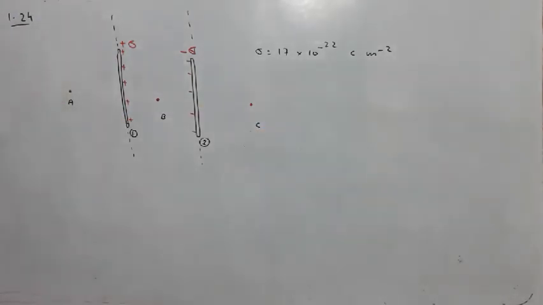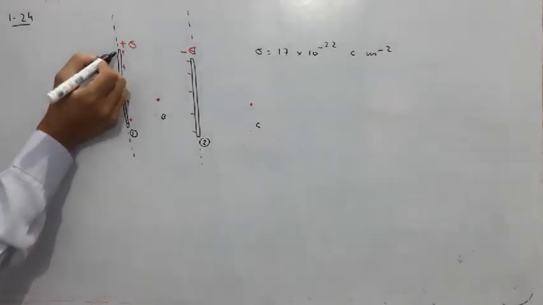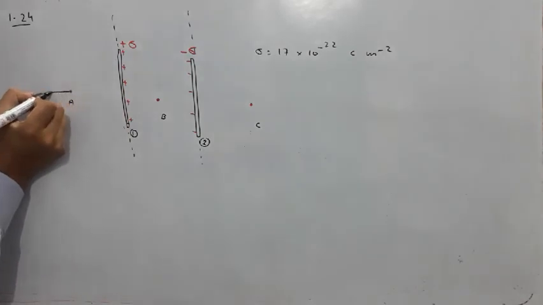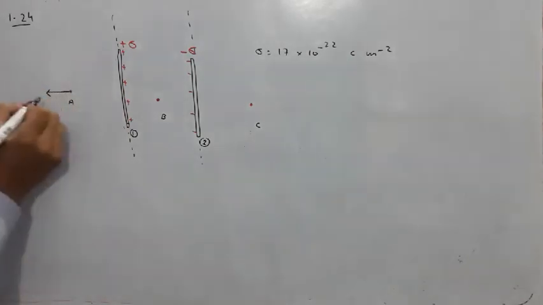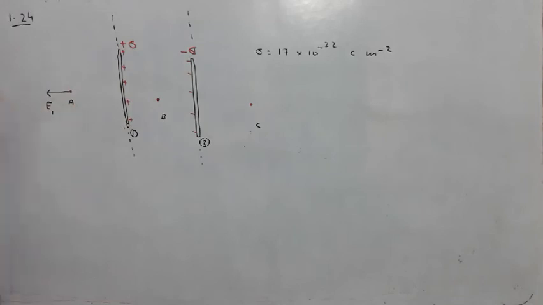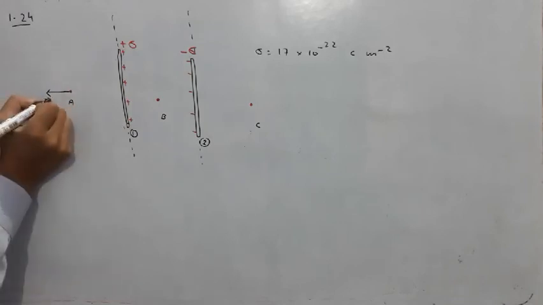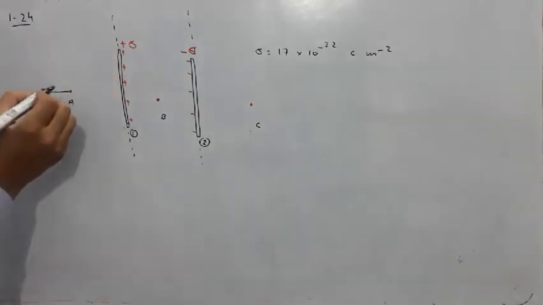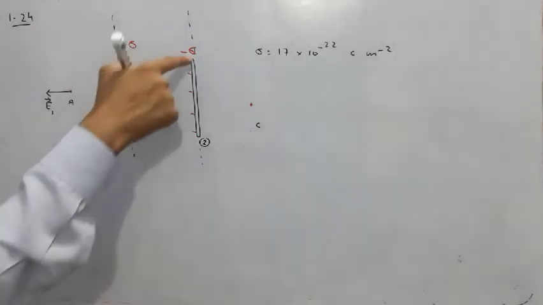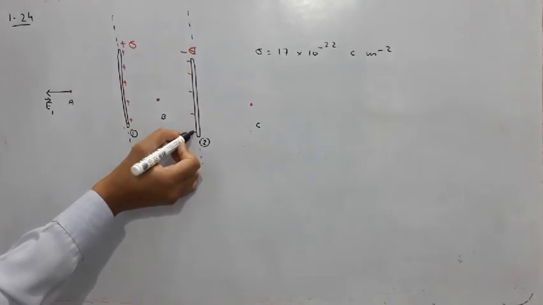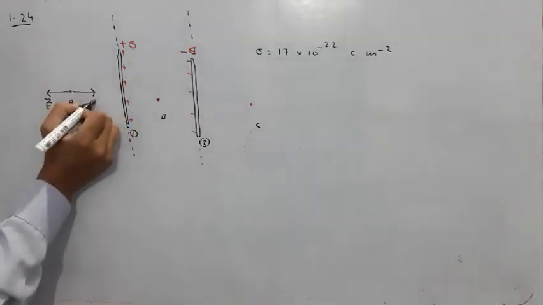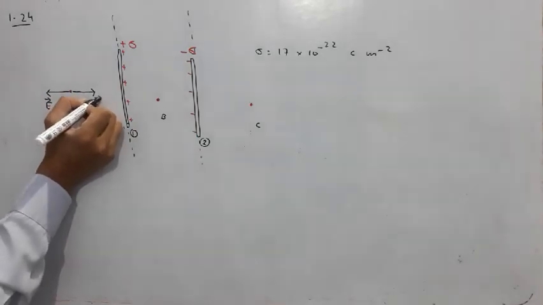Let us first do region A. In region A, this metal plate, because it is positively charged, will create an electric field in this direction. So this I will write as E1 vector, 1 because it is created by metal plate 1. At the same point, this metal plate, because it is negatively charged, its electric field will be in the opposite direction, and that I will call E2.